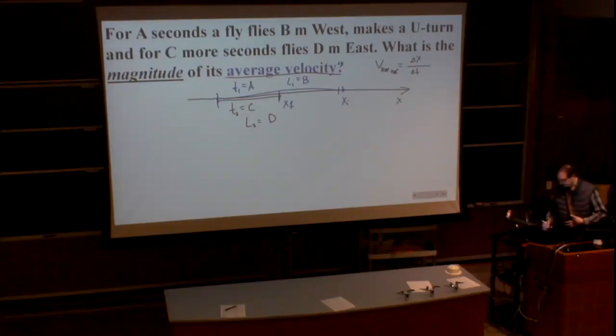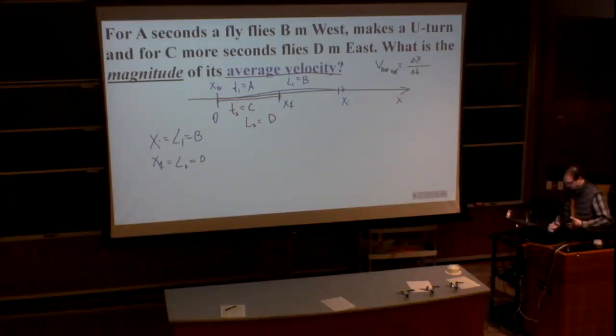So where do you want to choose it? Okay, thanks. So now, relative to this choice of the origin, our initial x will be equal to this length, L1, or number B. Our final x will be equal to L2, or that distance D. And this x middle, or x west, because that's the point of the return, will be equal to zero because of our choice.